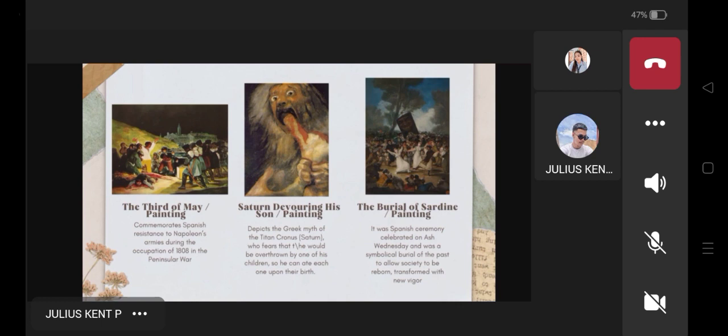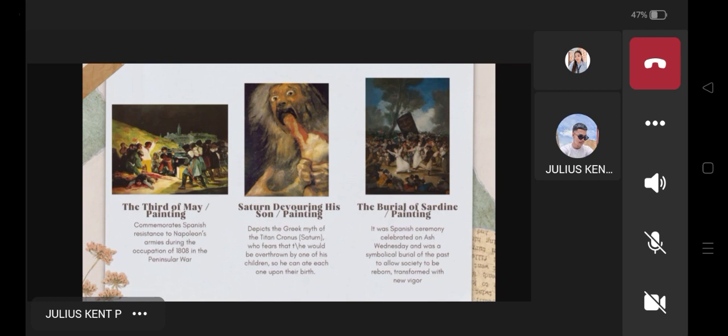Yan, the Third of May. Nagawa niya yan 1814. Tapos, yung medium na ginamit niya is oil paint. Tapos, Saturn Devouring His Son. Yan. Effects of Greek myth, the Titan Cronus, Saturn, who fears that he would be overthrown by one of his children so he eats each one of them at birth.